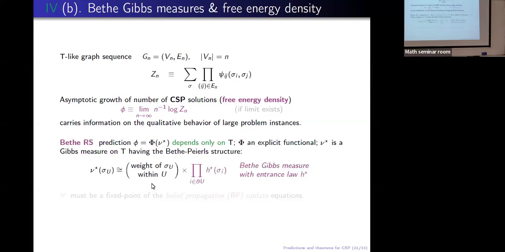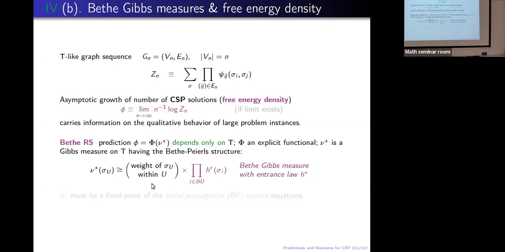And here comes the beta prediction. The beta prediction says the following. Imagine a situation where you converge to a tree in the notion we mentioned, and beta claims that this number will be a function that depends only on your tree. It doesn't depend on your graphs at all, just on their limit. And it can be calculated as an explicit functional of a set of messages.